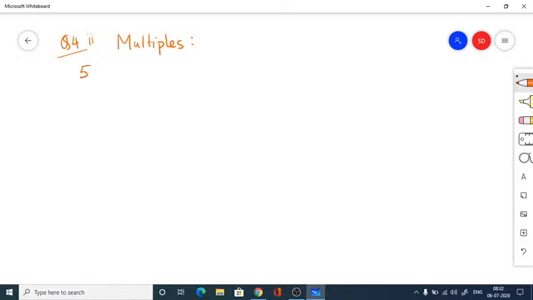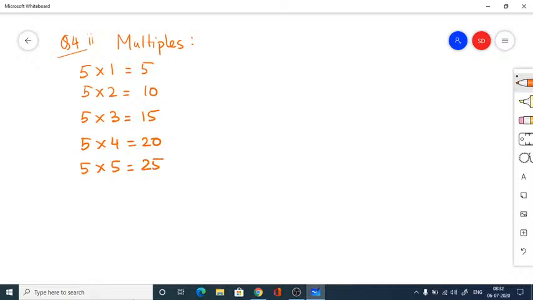First 6. So 5 ones are 5. 5 twos are 10. 5 threes are 15. 5 fours are 20. 5 fives are 25. And 5 sixes are 30. So these are the 6 multiples of 5. So the answer is 5, 10, 15, 20, 25, 30.